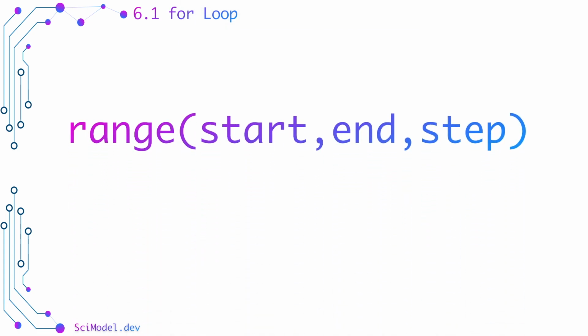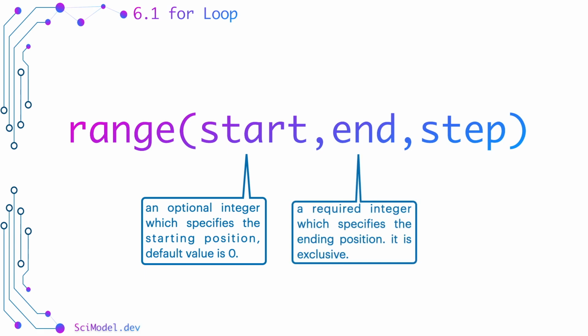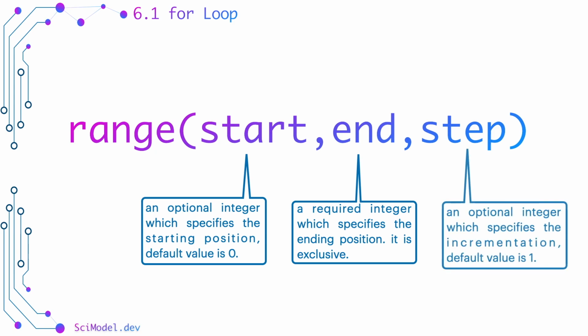This is the syntax of the range function. Its input arguments are start, end, and step. The start is an optional integer which specifies the starting position, and its default value is 0. The end input argument is a required integer which specifies the ending position, and it is exclusive. The step input argument is an optional integer which specifies the incrementation, and its default value is 1. Now, let us check an example.